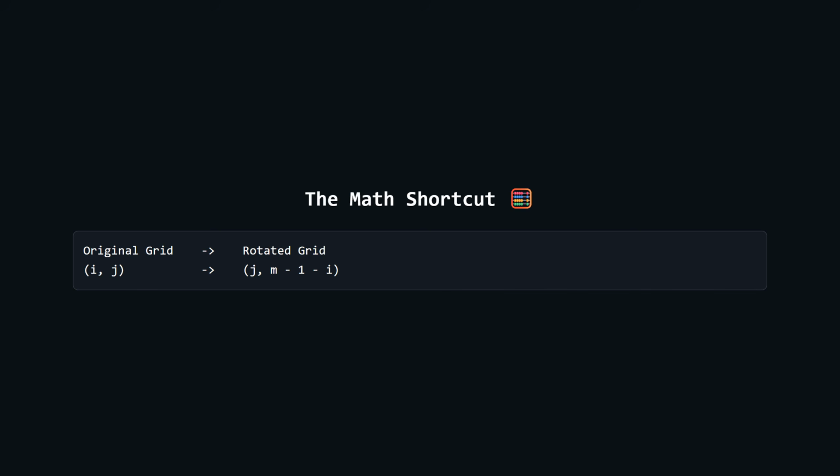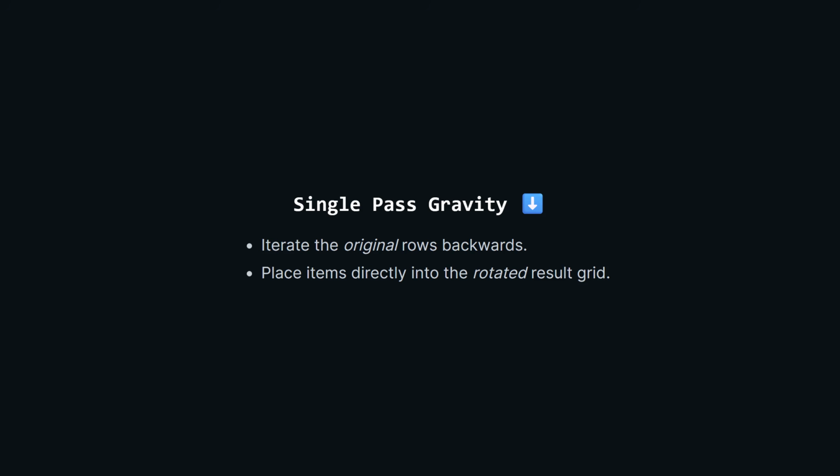A cell at row i and column j in the original box will always end up at row j and column m-1-i in the rotated box. Instead of rotating first, we can scan the original grid row by row, from right to left. Because right to left in the original grid is exactly the same as bottom to top in the rotated grid. We can use our same gravity pointer trick, but place the items directly into their final rotated positions.